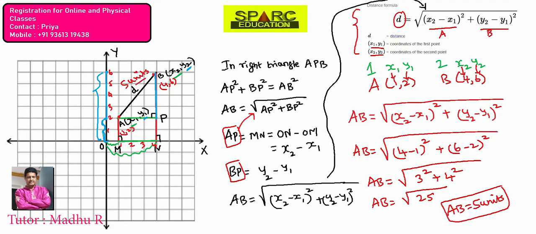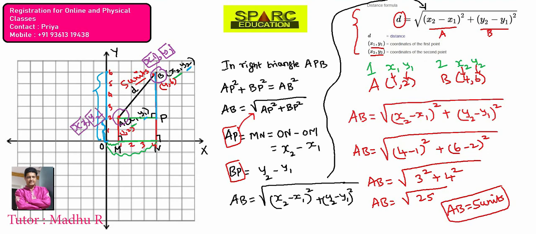Now you can ask me one genuine question. Which to pick as the first point and which to pick as the second point? That is up to you. If you pick this as the second point, then its coordinates will become x2, y2. If you pick that as the first point, that will become x1, y1. But remember, if this is x1, this has got to be y1. If this is x2, that has got to be y2. You can't change the pair. You can't take x1 from one point and y2 from another point and make it a point.